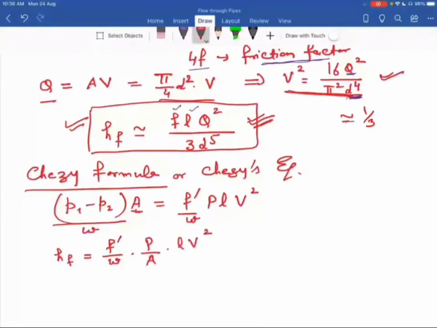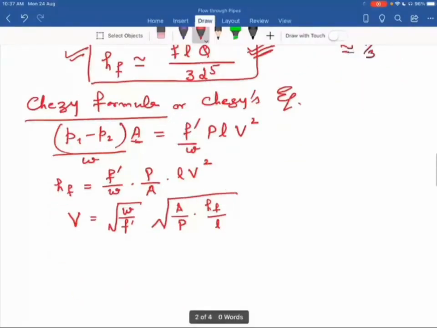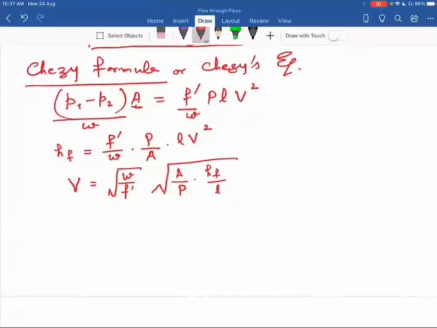So I write from this equation V. This V comes out to be under root of W by f dash, then A by P into h_f divided by L under root. So I rearrange the terms and find out the value of V. Now, in this relation, W divided by f dash, this constant under root, I write it as capital C, and this is called J.J.'s constant.